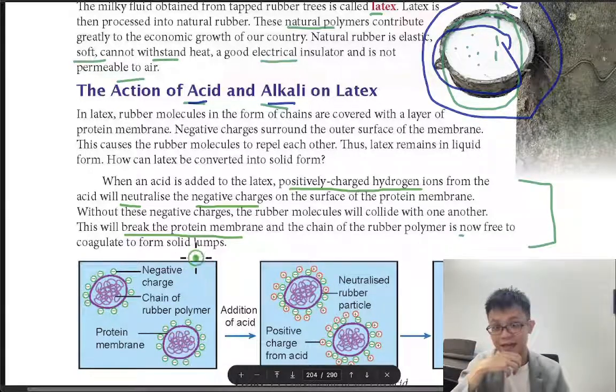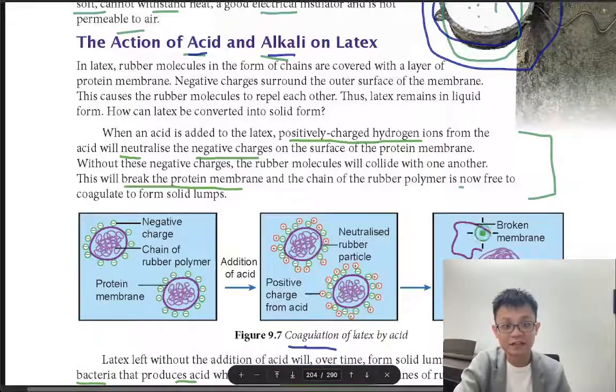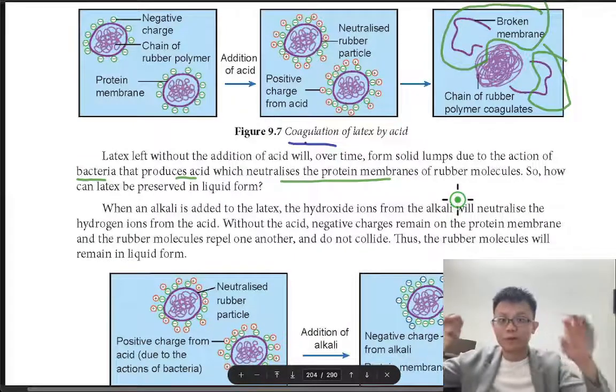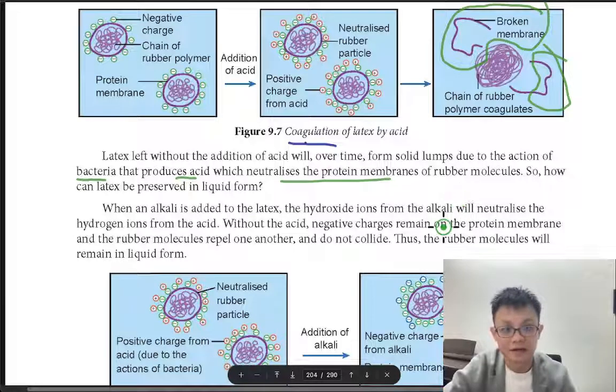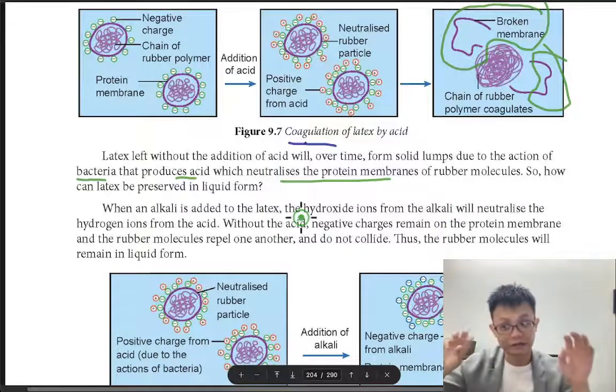We can say that the acid has a positively charged hydrogen ion, which will neutralize the negative charge of the protein membrane. Eventually, this protein membrane will break, and then it will form a polymer, like a chain of rubber, so that it will coagulate, so it becomes a solid lump.